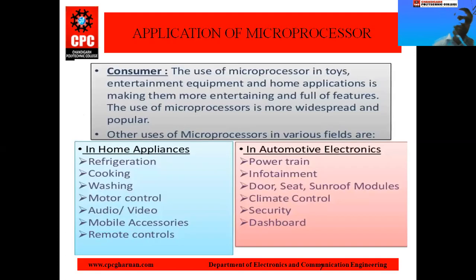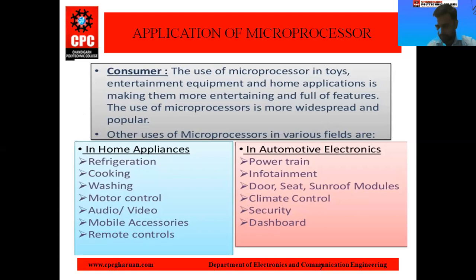Next are the applications of the microprocessor. There are different applications, like consumer applications, home appliances, and automotive electronics. In home appliances, we use them in refrigerators, cooling, motors, audio video systems, mobiles, and remote control devices. This is home appliances. Consumer appliances are like toys and remote control cars. That is consumer electronics.